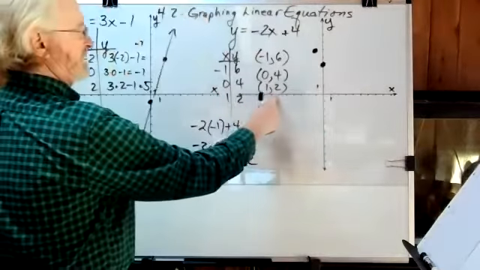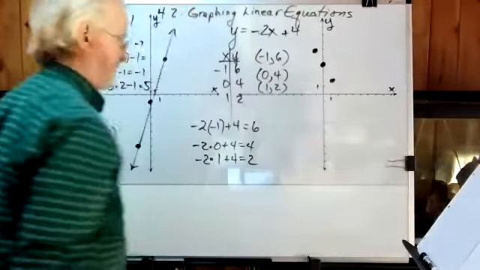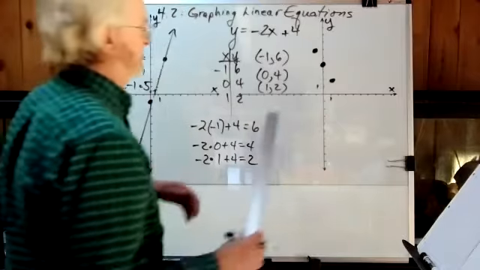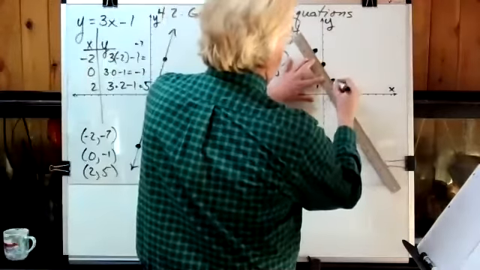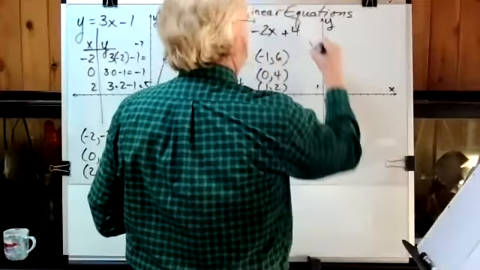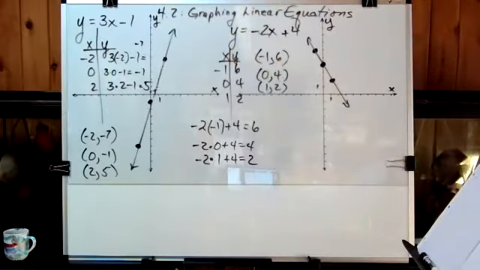X is 1, Y is 2 up here. 3 points fairly close together. So we've got those 3 dots. If you did it correctly, they should pretty clearly look like they're on the same line. Connect the dots. It doesn't have to be a real huge line. Connect the dots and put the arrows on it.